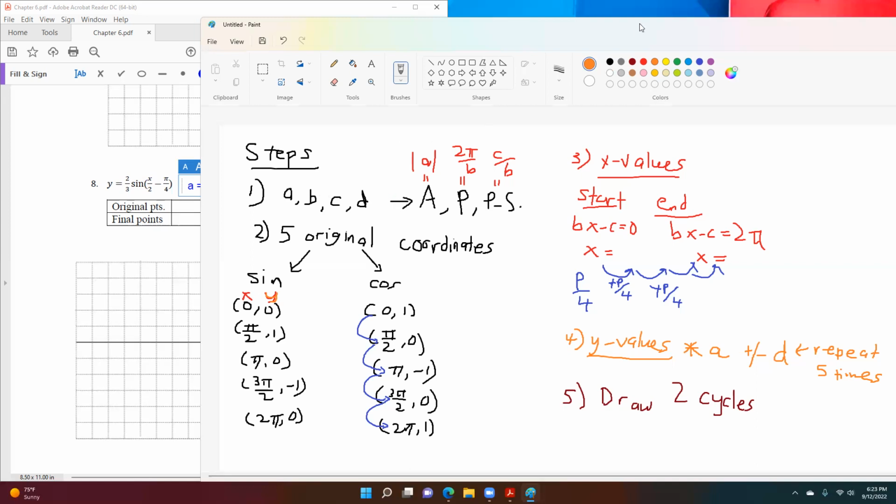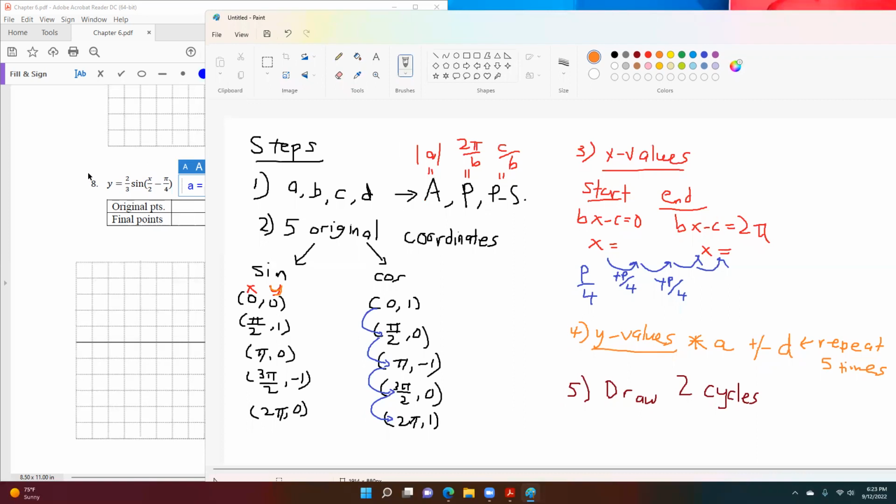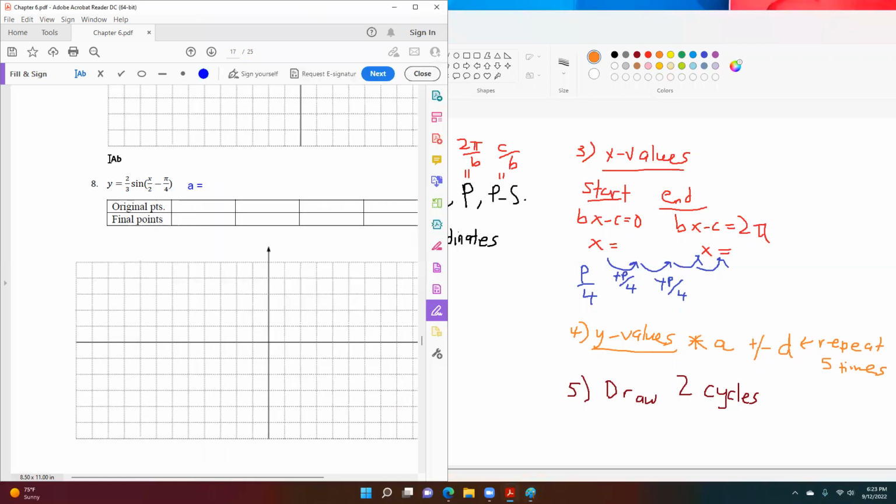So this is how we're gonna do it, we're gonna do this in 5 steps for question 8 here. This is where we stop. By looking at question 8, y in this case will be 2/3. A in this case will be 2/3, because that is the value in front of the sine. B is the one that is inside the parentheses, next to your x. B in this case will be 1/2.